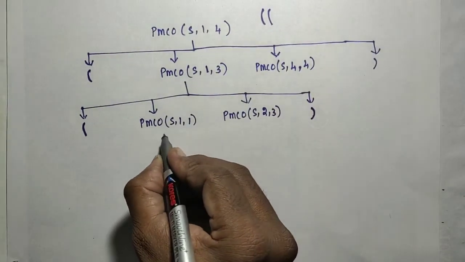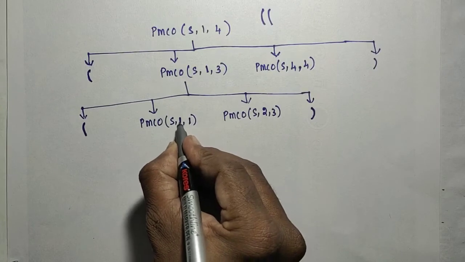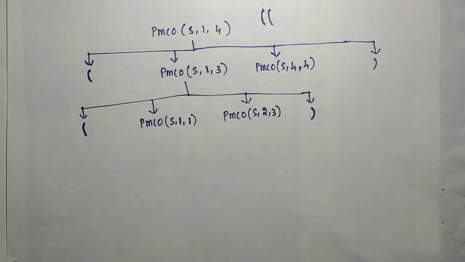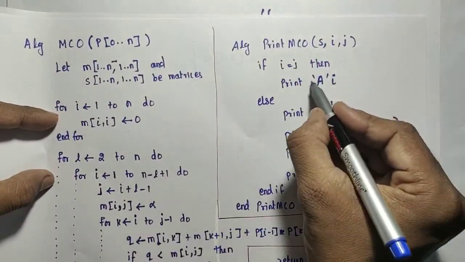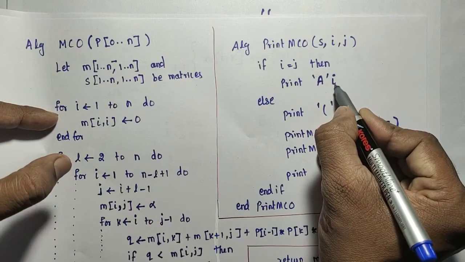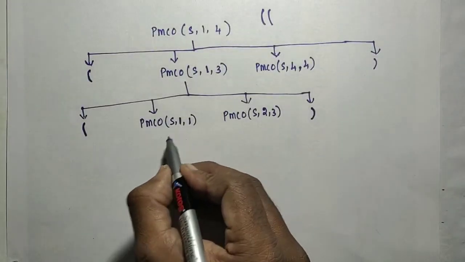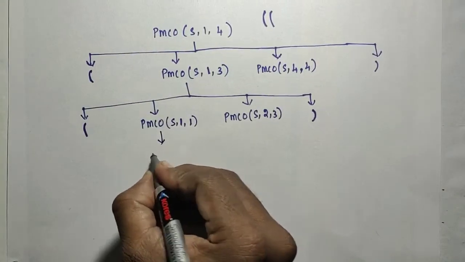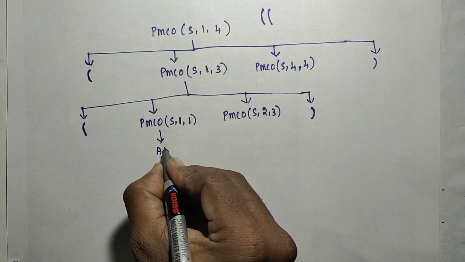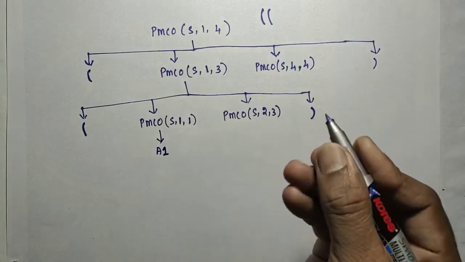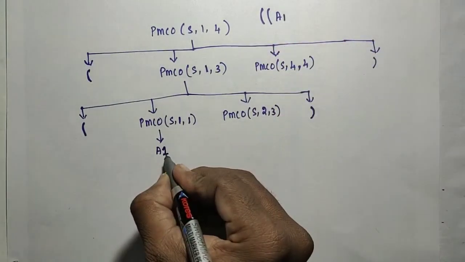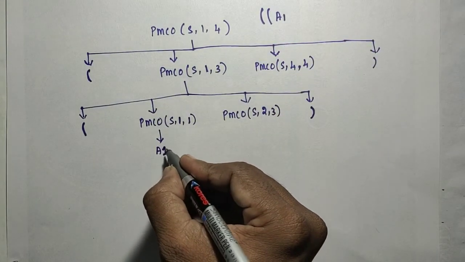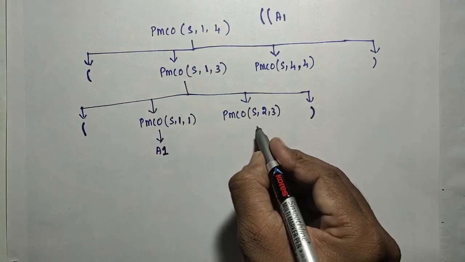So now come to this one, 1 comma 1, i and j will be the same. i and j being the same means what will be printed on the screen here is just a with that index i. So here it will just print a1. So a1 will be printed on the screen. Okay, so it will not be called recursively. Then it will go to this statement.